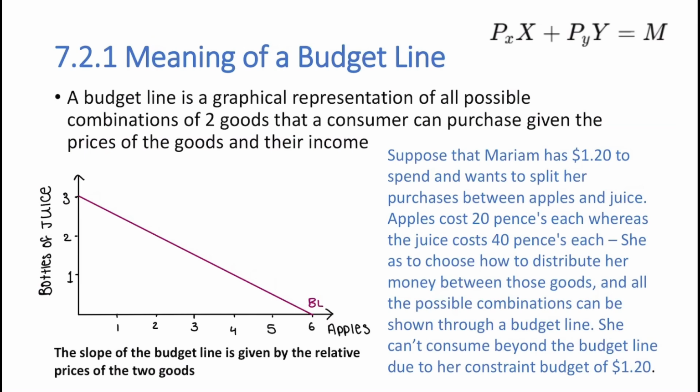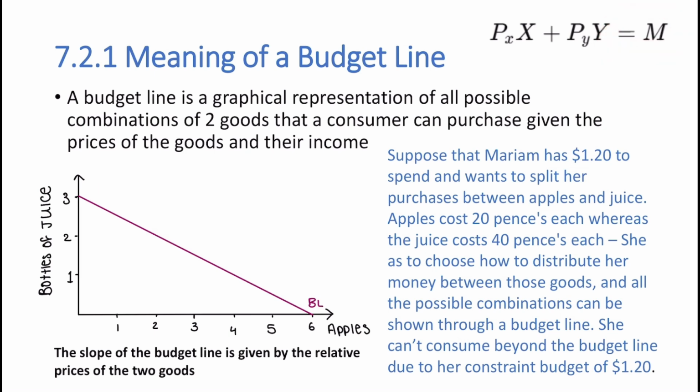A budget line is a graphical representation of all possible combinations of two goods that a consumer can purchase given the prices of the goods and their income. Now let's look at this formula here. The price of the first good times its quantity plus the price of the second good times its quantity should be equal to a consumer's income.